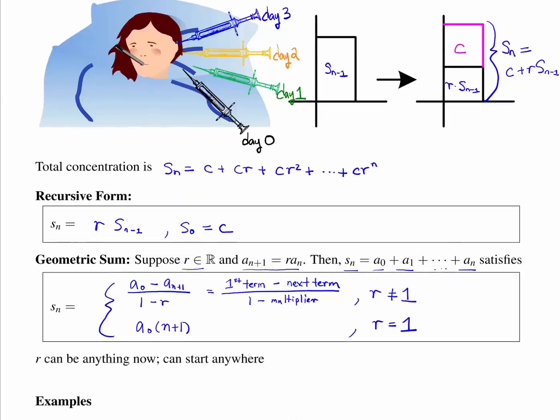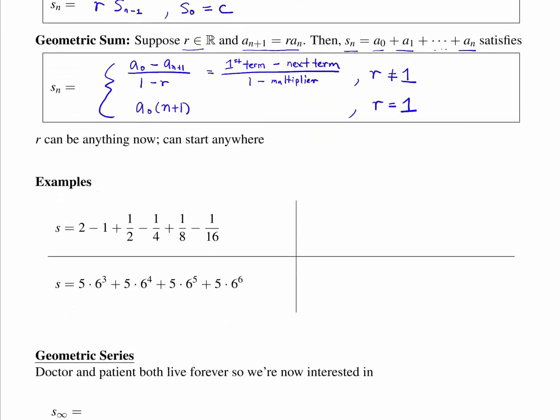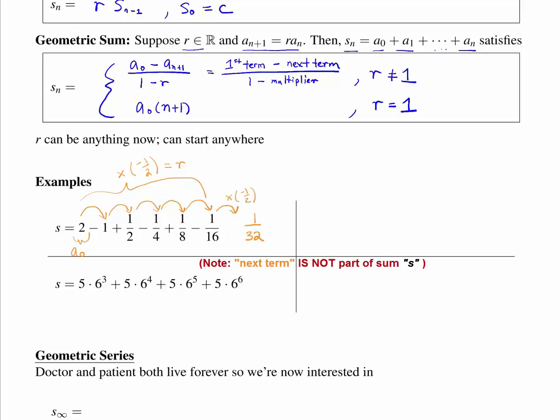Let's take a couple simple examples. Suppose we wanted to sum 2 minus 1 plus a half minus a quarter plus an eighth minus a 16th. Well, we could recognize that you get each successive term by multiplying the previous one by r equal to minus 1/2. Hence, this is a partial geometric sum, and our formulas apply. So we need the first term, which is a0, which is 2. And we need the next term, which would be minus 1/16 times minus 1/2, or 1 over 32.